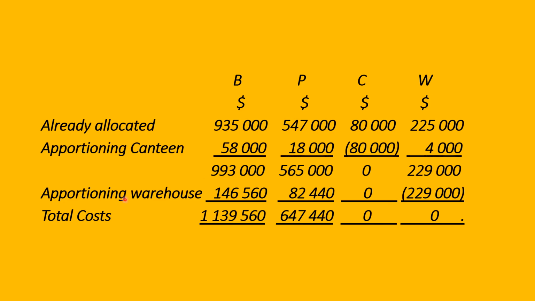Okay. Next, we will apportion the warehouse. The warehouse now has 229,000. We add only 4,000 from the canteen. And again, we will minus out the 229,000 and we share it to the blending and the packing according to the number of orders. Then we add on these, we will get the total cost for the two production departments.